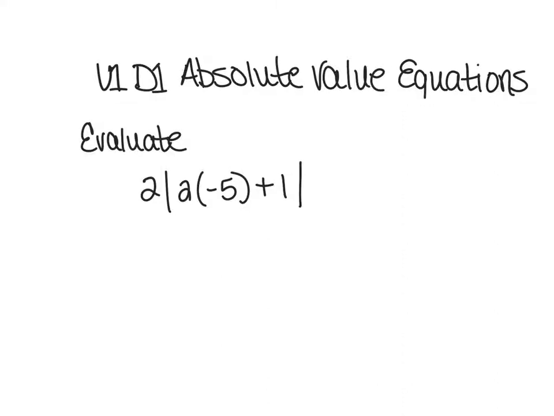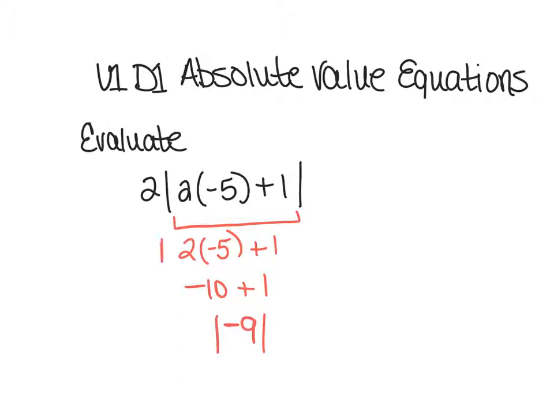Absolute value equations. We're going to go over some practice problems on how to solve and how to evaluate. So here, the first thing we want to do is simplify what's in absolute value. We're going to take 2 and multiply it by -5, and that's going to give us -10. And then we're going to add the 1, and that's going to give us -9.